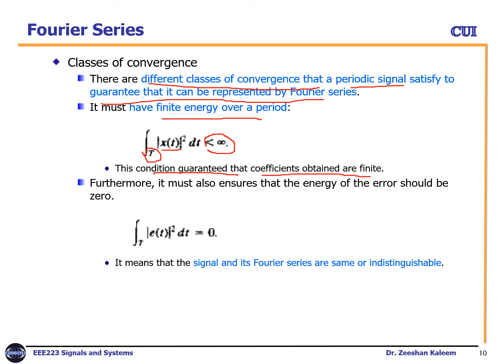Finite means converging. Furthermore, it must also ensure that the energy of the error is zero. If you calculate the difference between the original signal and the approximated signal, the Fourier series approximated signal, and then calculate the energy by taking the square, and if it is zero, it means that the signal and its Fourier series are the same, indistinguishable. It means that they have no error.